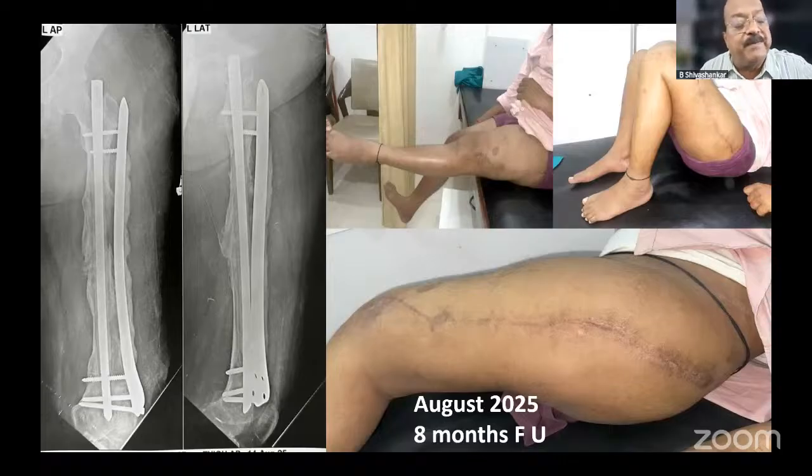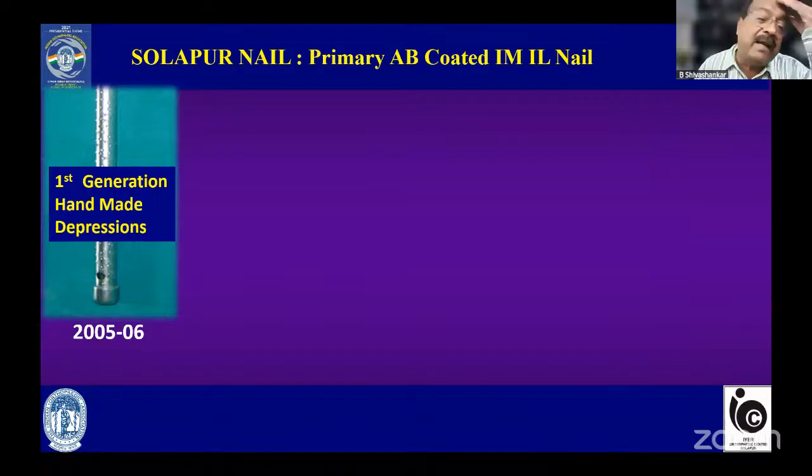As I said, this is not a child now, it is an adult, a 25 year old person, who is mentally challenged, but he is able to walk without any support. We have not removed the implant as of now, but we plan to remove in stages. We don't want to remove both of them together. We'll remove the plate first and then the nail. Friends, this is all about the Solapur nail, or the primary antibiotic coated interlocking nail.